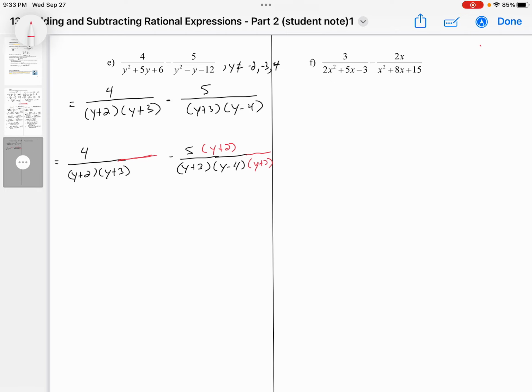Next, y minus 4 is in the right-hand denominator, but it's not in the left one. So I'm going to multiply this one, top and bottom, by y minus 4. See? Can go very quickly once you're proficient with that and knowing what you're trying to accomplish. Do you see how both denominators are the same? Maybe you disagree, but they are. They both have a y plus 2, they both have a y plus 3, and they both have a y minus 4. They're just written in a different order, but they are the same.